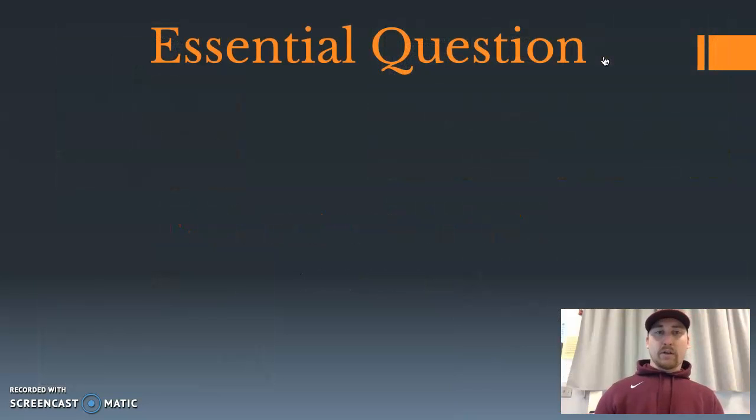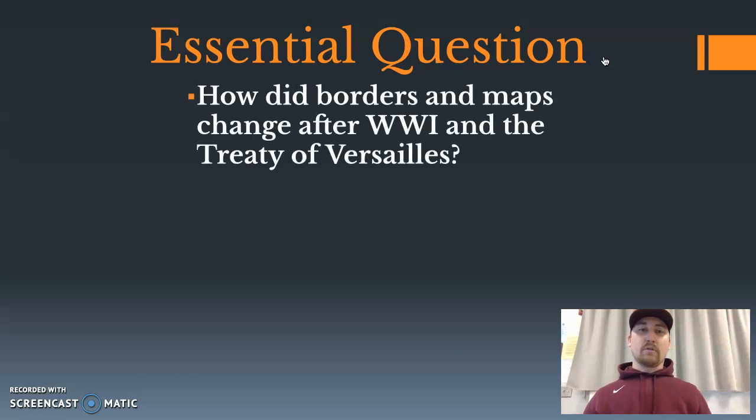So as we move on and get into the notes and the lesson for today, we have this essential question. How did borders and maps change after World War I and the Treaty of Versailles? As we go through the slides, think about this question and try to have it in your mind of how borders and maps within Europe in particular changed because of the repercussions of the war.